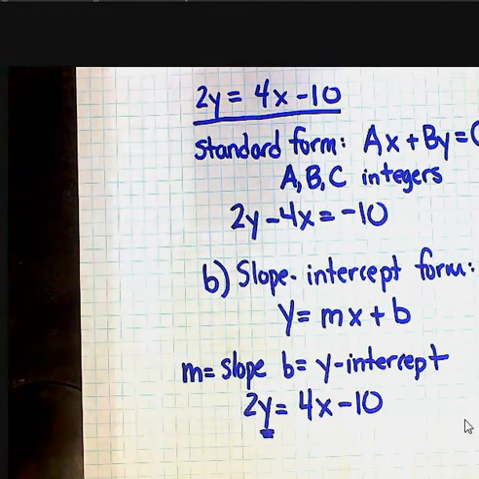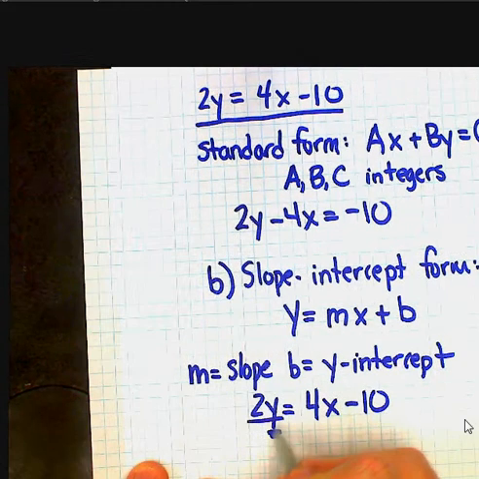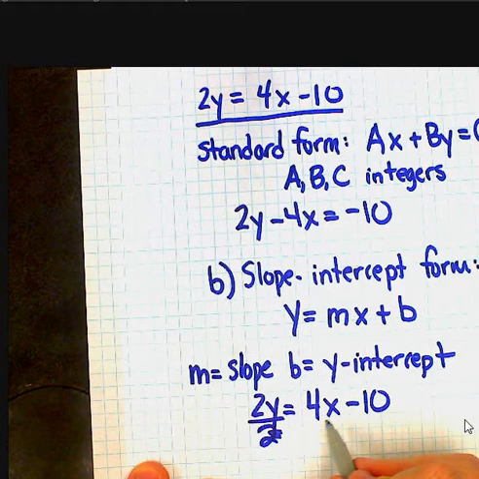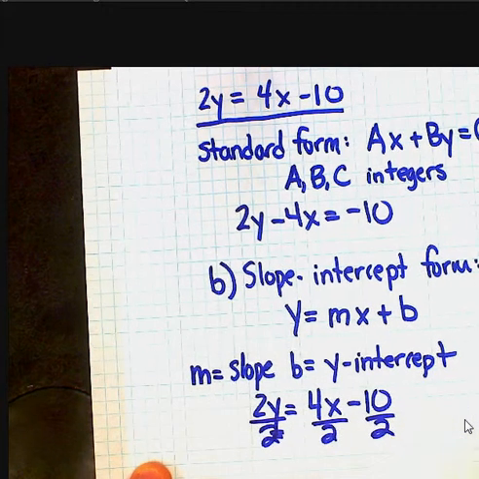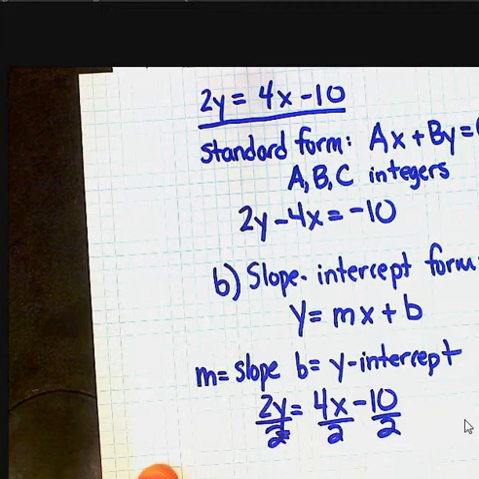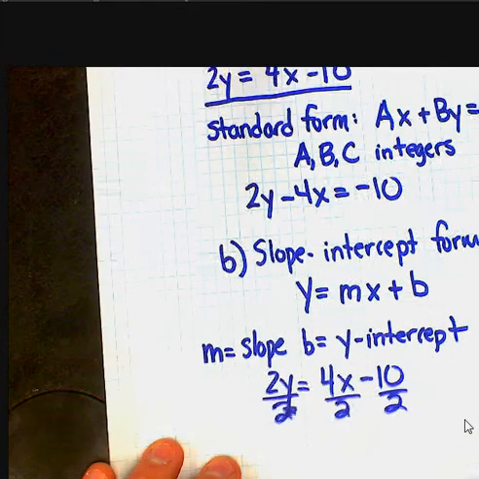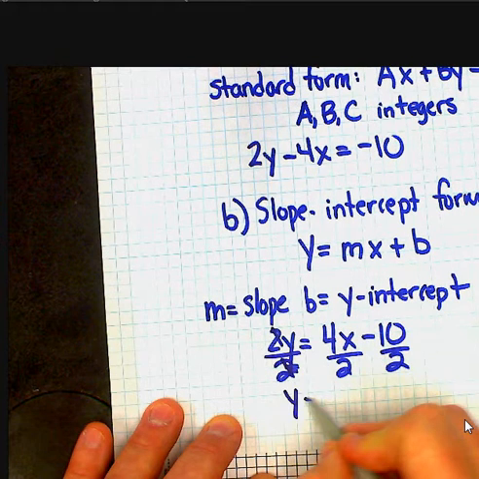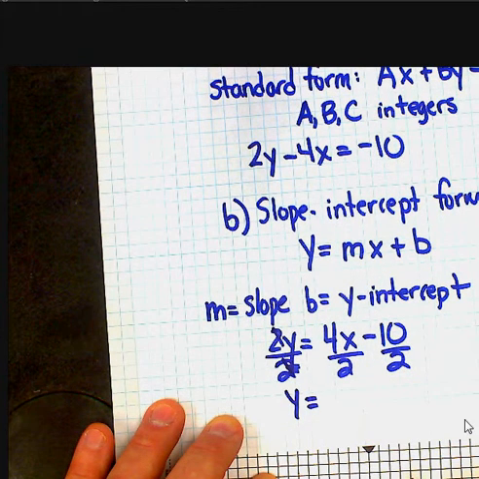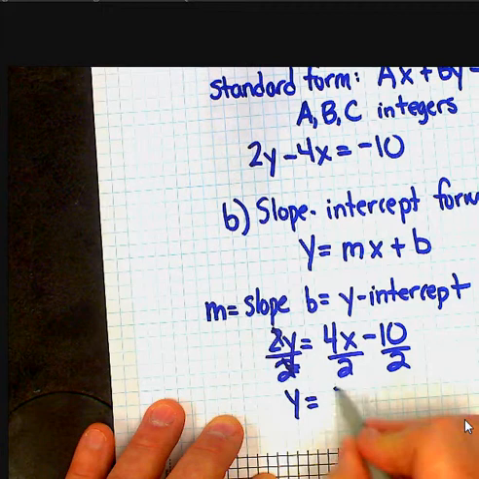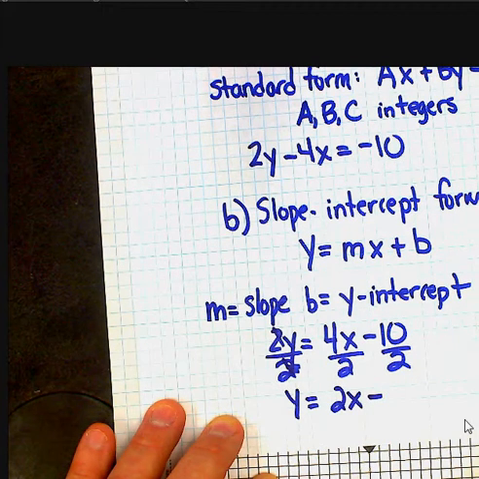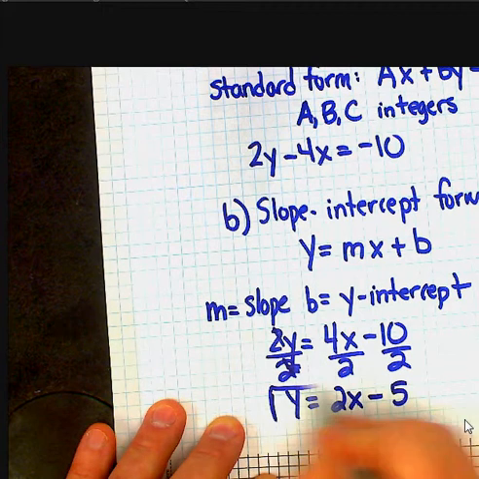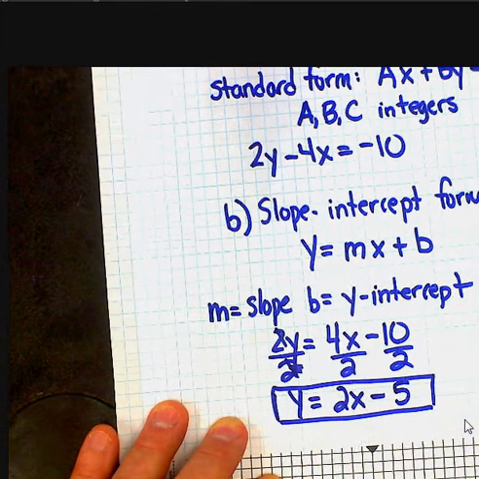We're going to divide. So I'm going to divide this side by 2, and then I'm going to divide each of these pieces over here by 2. That's that process. Okay? Now, when I do that, these two 2's cancel, and I get y equals, what's 4 divided by 2? 2. So I get 2 times x minus, what's 10 divided by 2? 5. There's the equation in slope-intercept form.